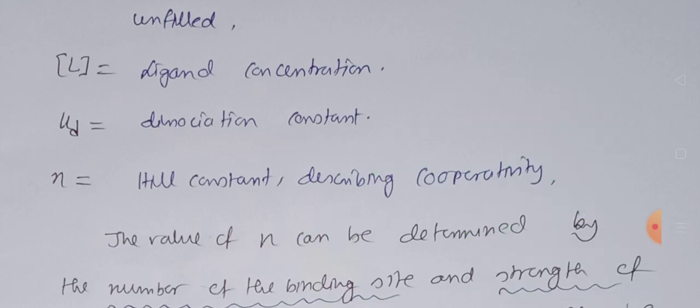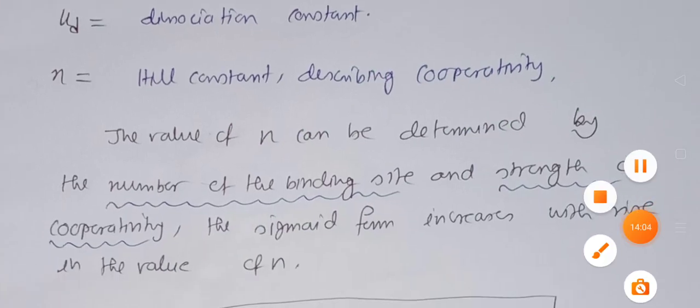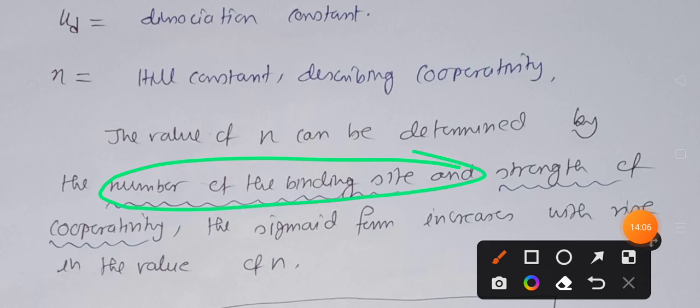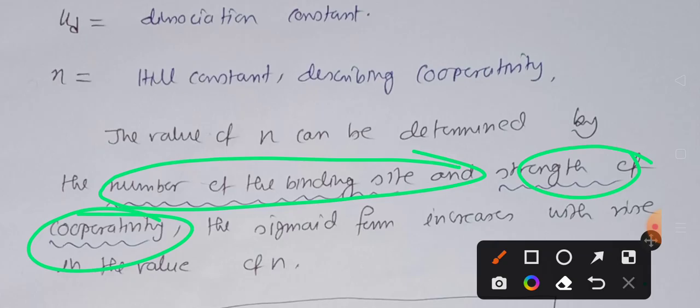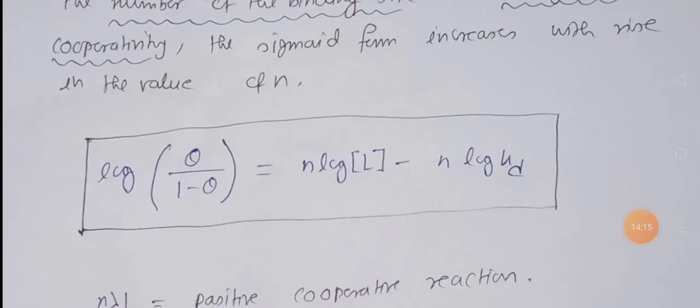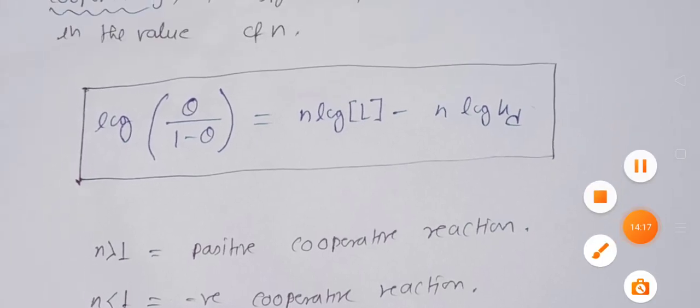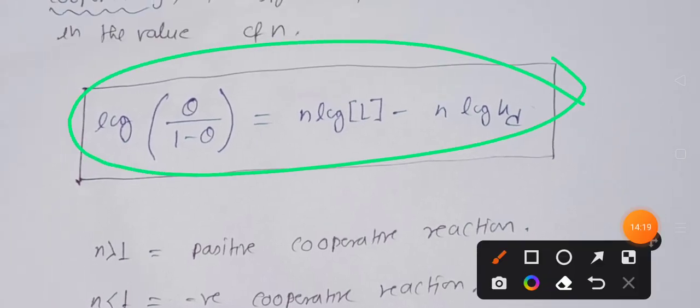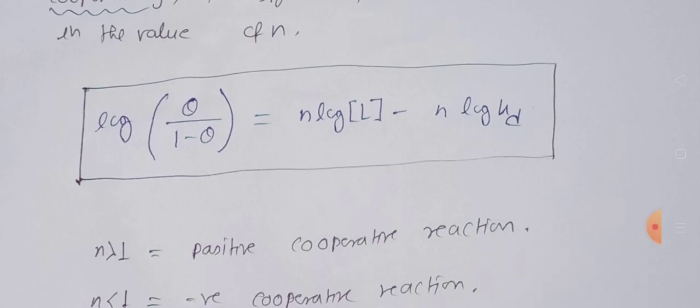The value of n can be determined by the number of ligand binding sites and the strength of the cooperativity. So that is very, very important. Now we can also take the log on both sides and modify the equation in such a way, that is, log of theta by 1 minus theta is equal to n log concentration of L minus n log Kd. So that is the Hill equation.